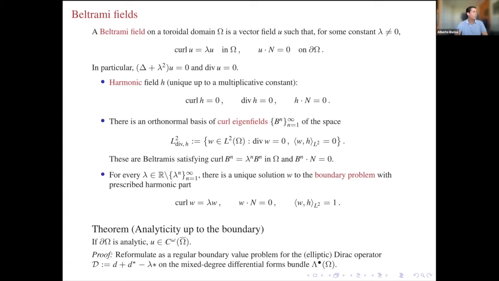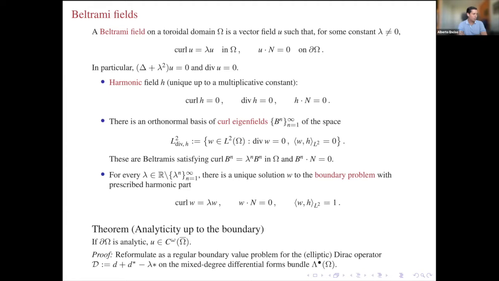In particular, they are solutions to a Helmholtz equation of this kind, so obviously they're smooth. For the purposes of this talk, we need to know that, in fact, if the domain is analytic, these Beltrami fields are going to be analytic up to the boundary. That is true.